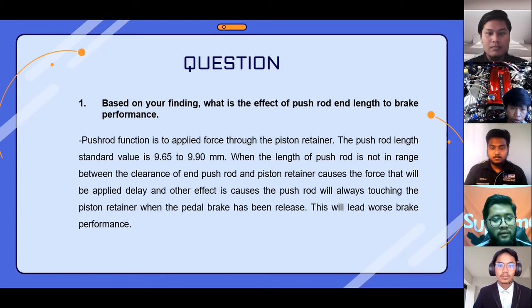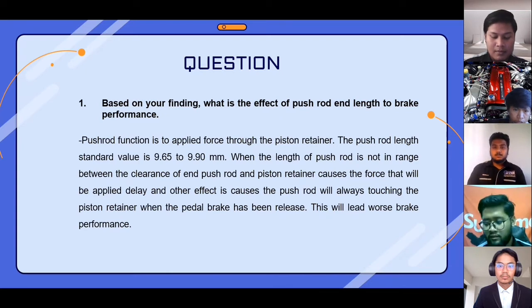First question is, based on your finding, what is the effect of push rod length to brake performance? Answer: push rod function is to apply force through the piston retainer. The push rod length standard value is 9.65 to 990 mm. When the length of the push rod is not in range, the clearance between the push rod and piston retainer causes the force that will be applied to be delayed, and another effect is that the push rod will always be touching the piston retainer when the brake pedal has been released. This will lead to worse brake performance. Next.